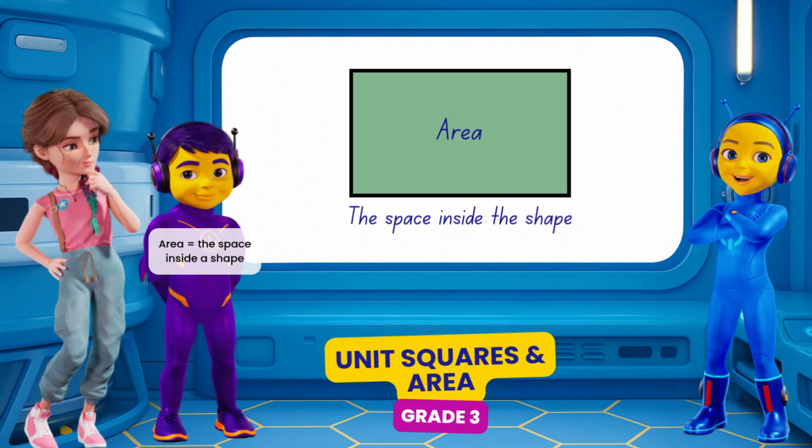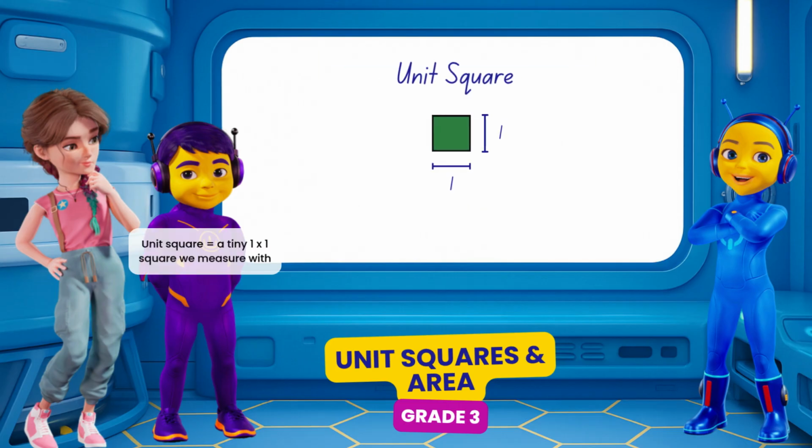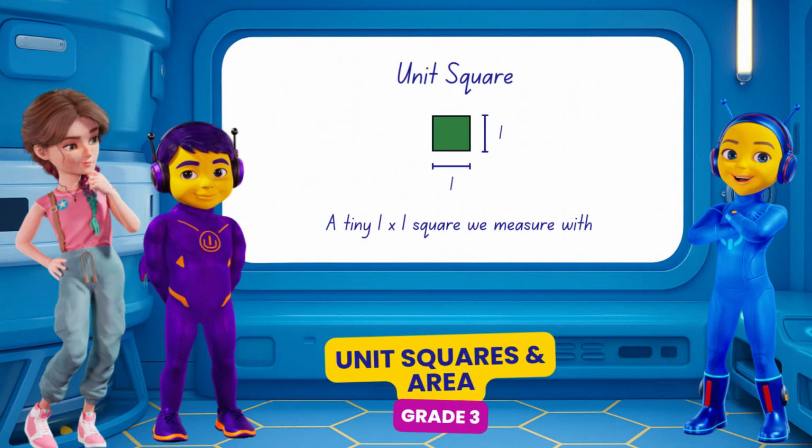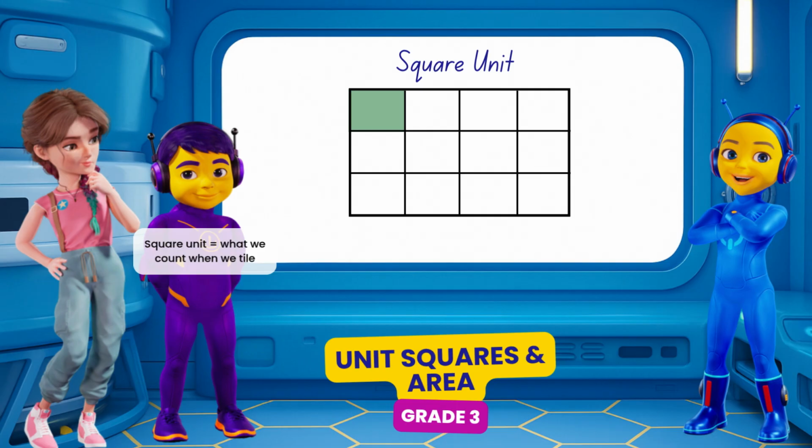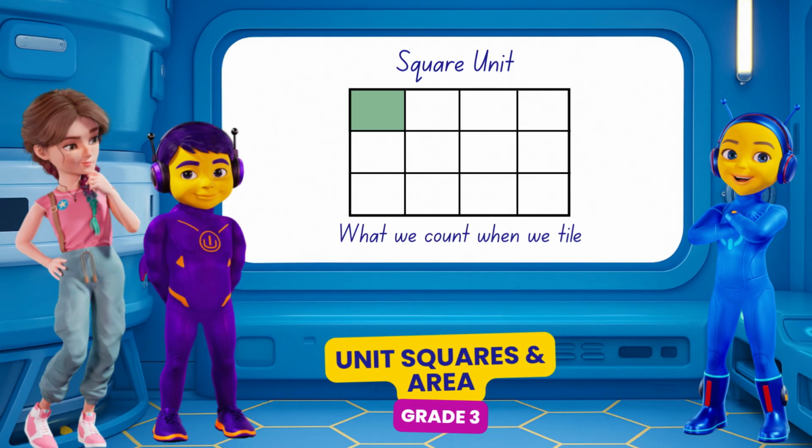Area equals the space inside a shape. Unit square equals a tiny 1x1 square we measure with. Tiling equals covering with no gaps or overlaps. Square unit equals what we count when we tile.